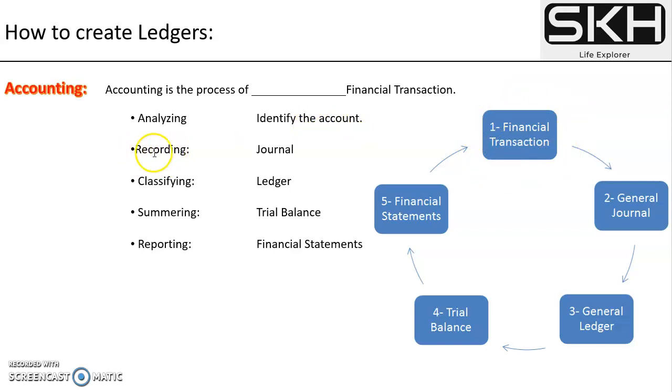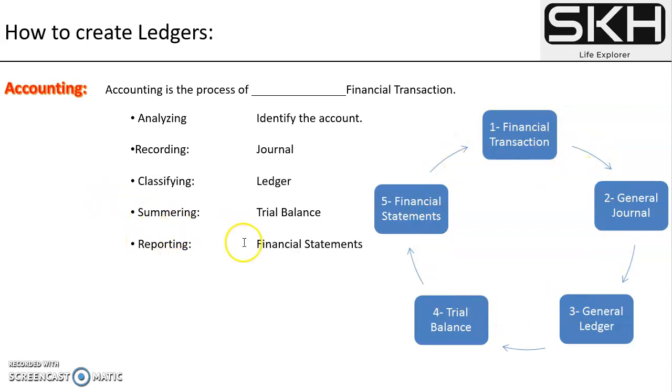The second job is to record. So where do we record transactions? We record it in journal. The third point, to classify. We are going to learn about classification of account, and that is done in ledger, which is step number 3 of accounting cycle. This diagram tells us about accounting cycle.